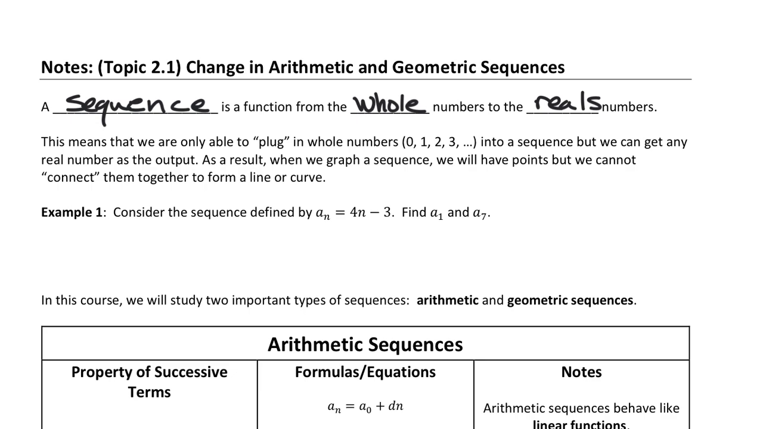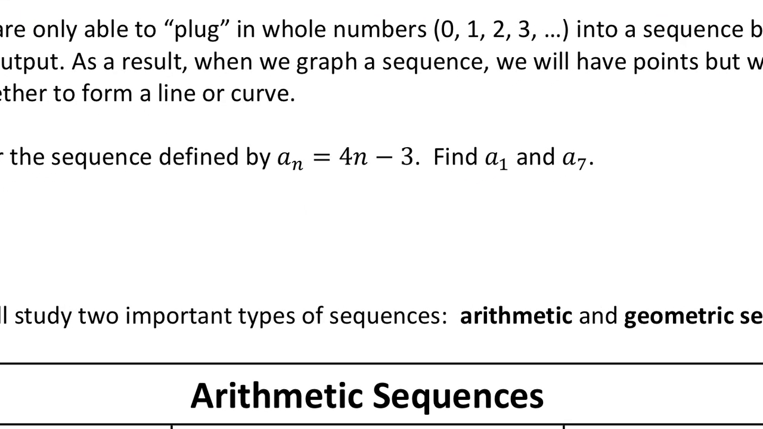So let's consider the sequence defined by a sub n equal to 4n minus 3. So notice how I said all of that. This is a sub n, sub for subscript. So a sub n is equal to 4n minus 3. It wants me to find a sub 1 and a sub 7. Those subscripts are telling me what to plug in.